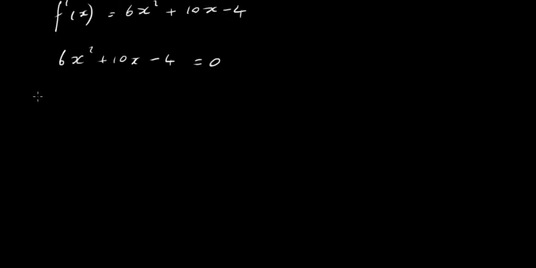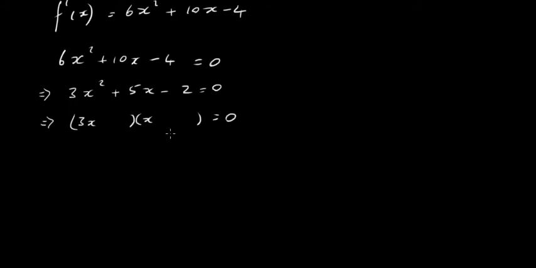Well, initially what we can do here is divide across by 2. That'll give us 3x squared plus 5x minus 2 equal to 0. Divide by 2, divide by 2, divide by 2, and divide by 2. Next thing we can do is just factorize this. So we have 3x times x. We have 2 times 1, or 1 times 2. I think that works there.